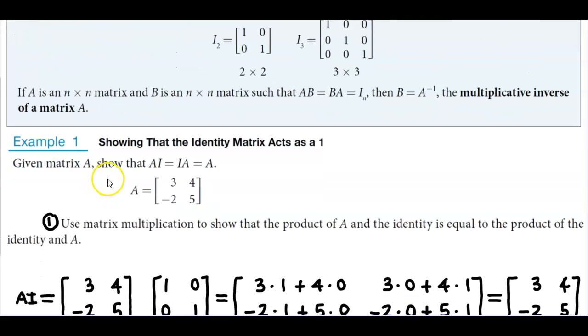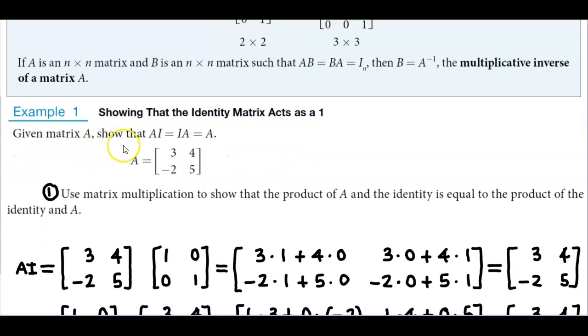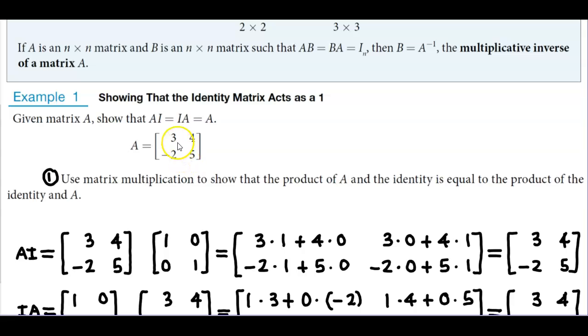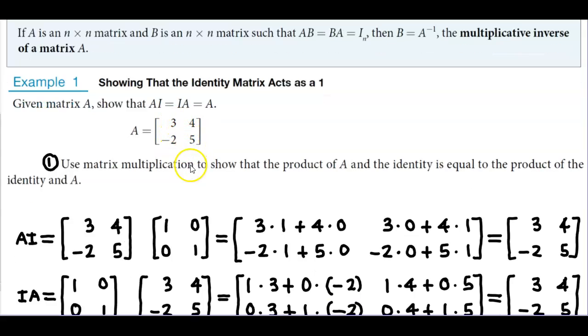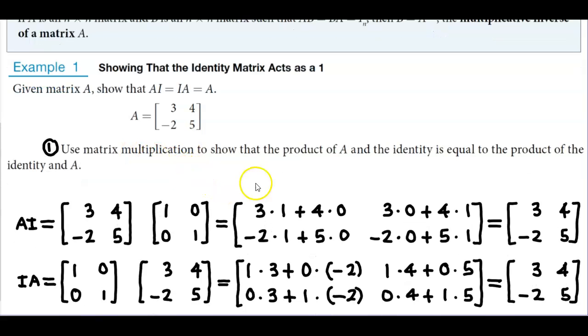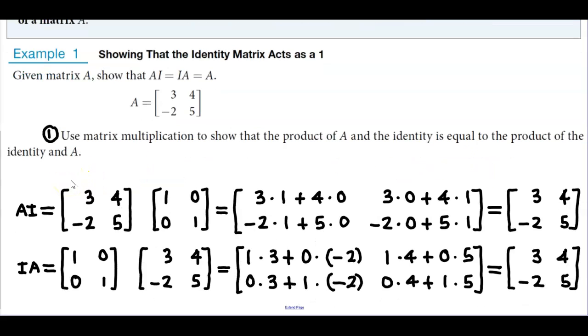Now, for example number 1, we're going to show that the identity matrix acts as a 1. So given the matrix A, we're going to show that A times the identity matrix is equal to the identity matrix times A, which is then equal to A. So this is our matrix, which is a 2 by 2. We have 3, 4, negative 2, and 5. And so we're going to use matrix multiplication to show that the product of A and the identity is equal to the product of the identity and matrix A.